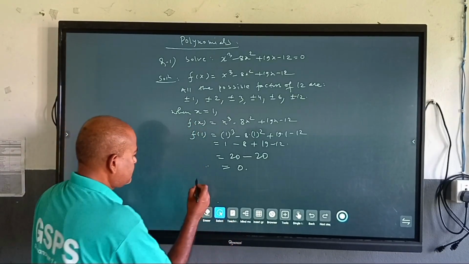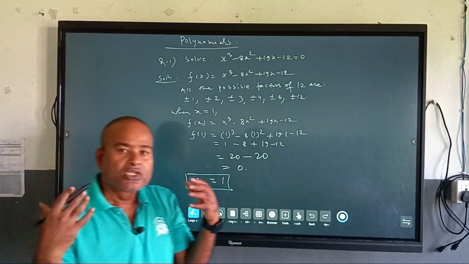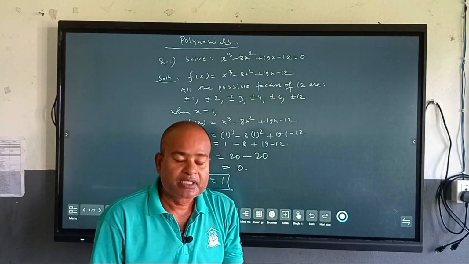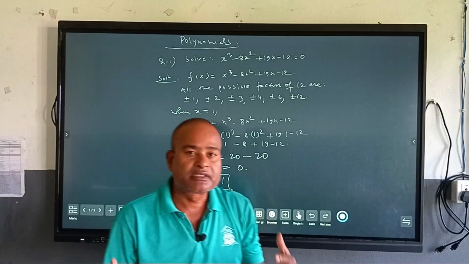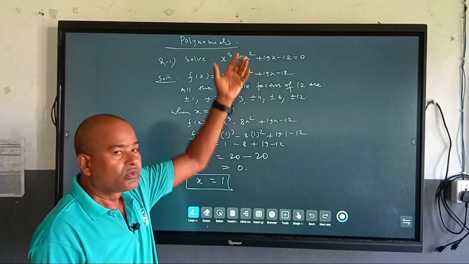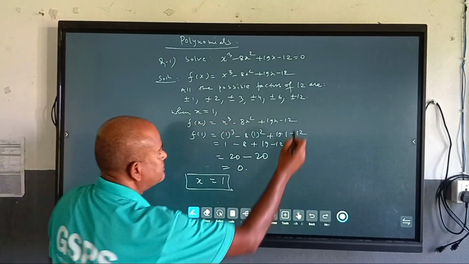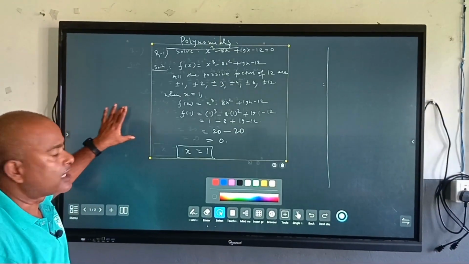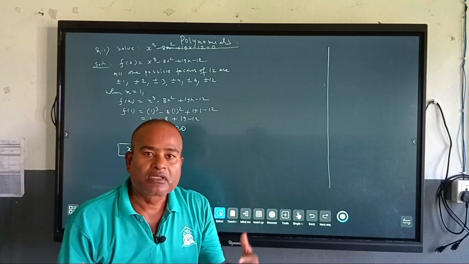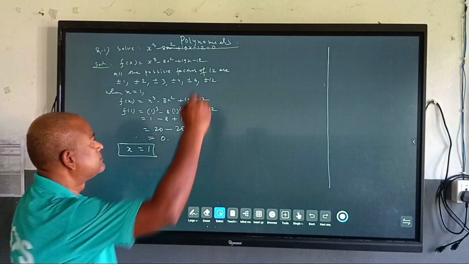That means x equals 1 is one of the roots, or we can say one of the solutions of the given polynomial equation. Dear students, now to find the other two remaining roots, that means the other two remaining values of x, we'll use the synthetic division method.